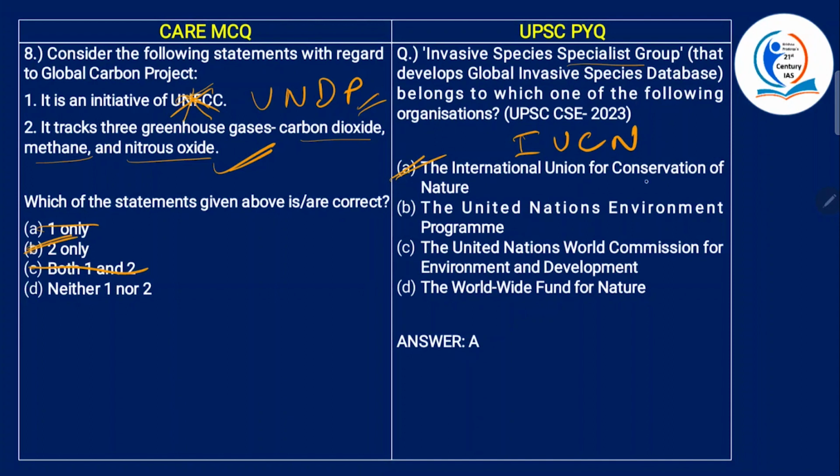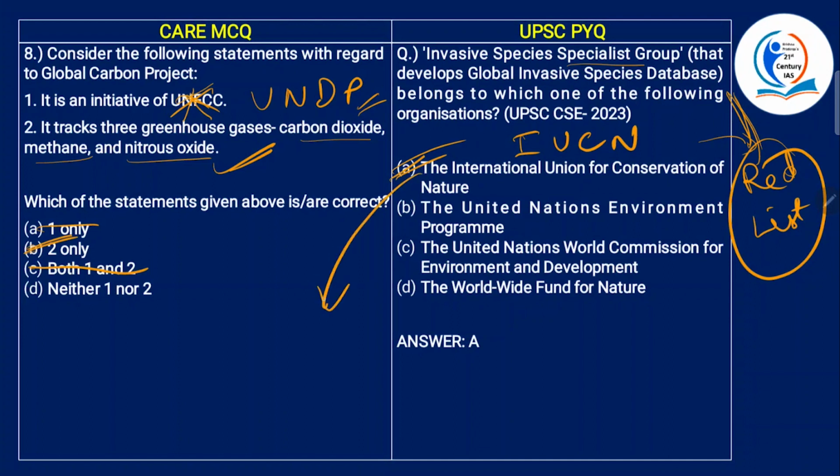Even if you don't know the answer for this one, if you have to take a guess, this IUCN is related to producing this red list, no? Red list. Okay, you will have what are vulnerable species, what are extinct species. So you can probably relate that if you have to take a guess. Since it is very much interested in species, probably invasive species specialist group is involved with IUCN. Probably, if you don't know the answer, you can do this, I'm saying. Fine. So A is the answer.